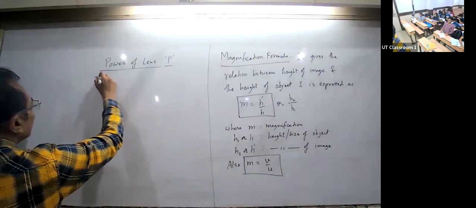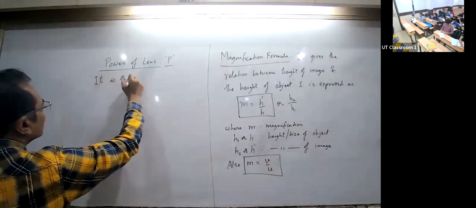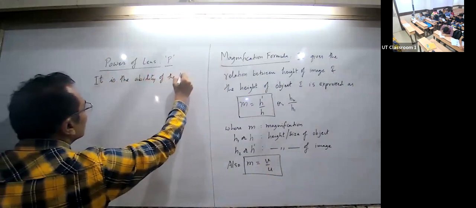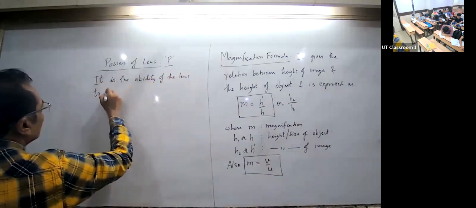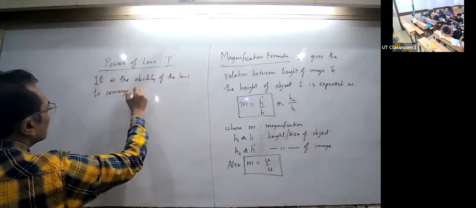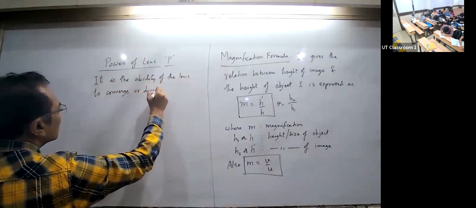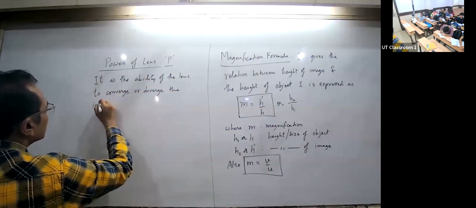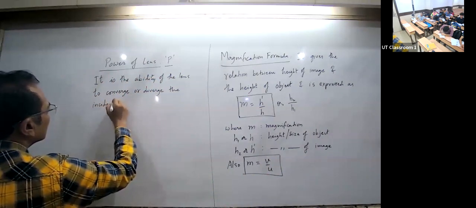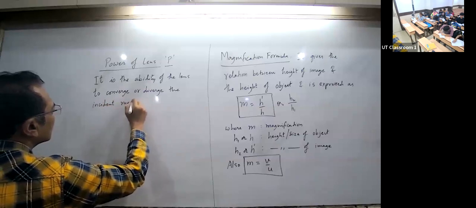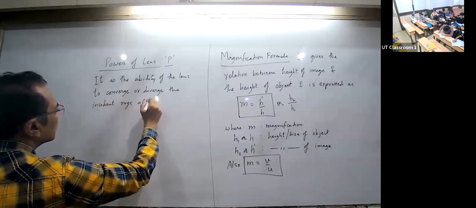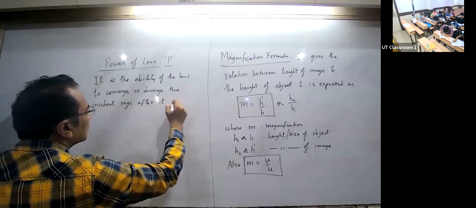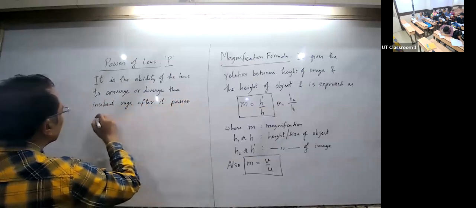It is the ability of the lens to converge or diverge the incident rays after it passes through the lens.